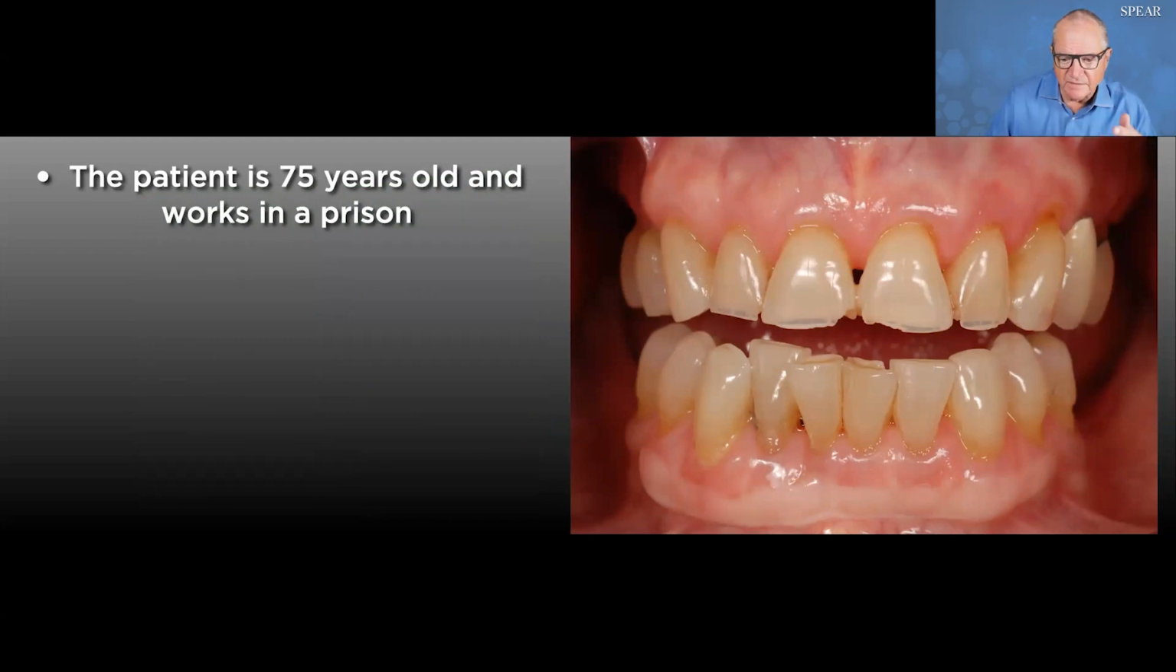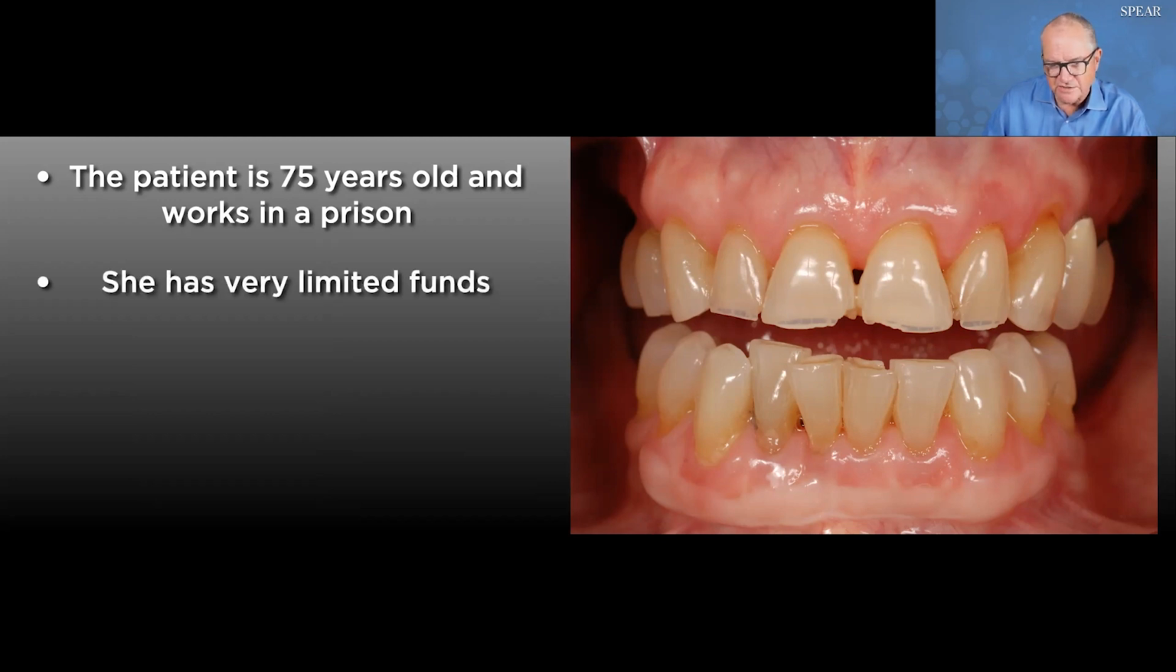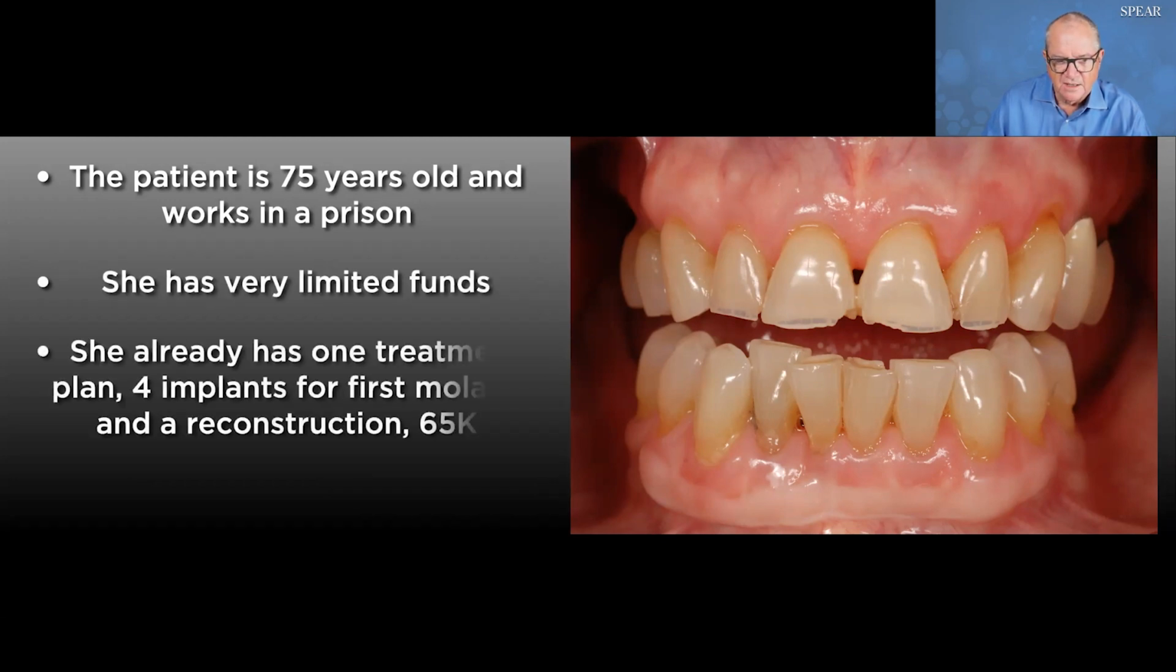So a very simple example of the authoritarian approach. This is a 75-year-old patient who works doing janitorial services in a prison. She has very limited funds. She went to her dentist. Her dentist gave her a treatment plan: full mouth reconstruction, every tooth, 4 implants to replace the molars, $65,000. There's no way she can do that.